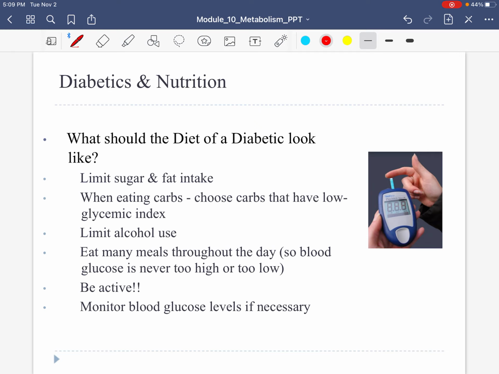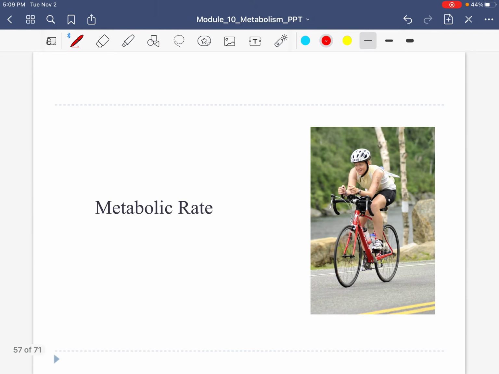Here are some suggestions for a diabetic because it can be managed, and a lot of that is managing nutrition, which is hard, but very possible. You don't need to know all these. This is just extra.